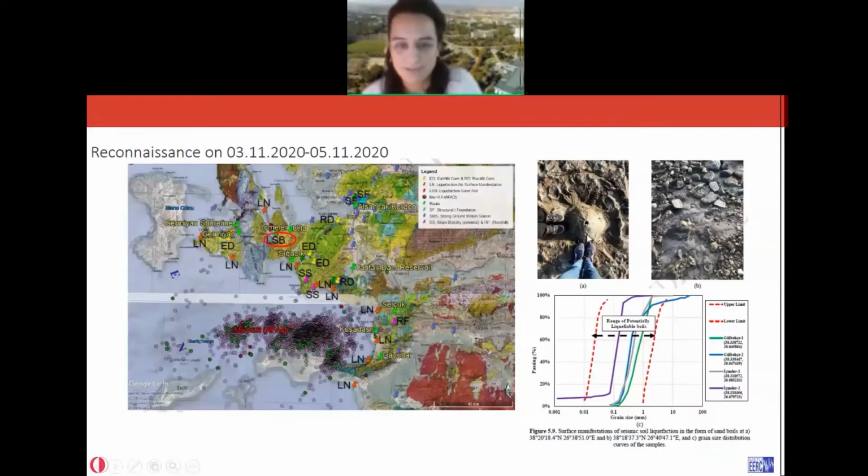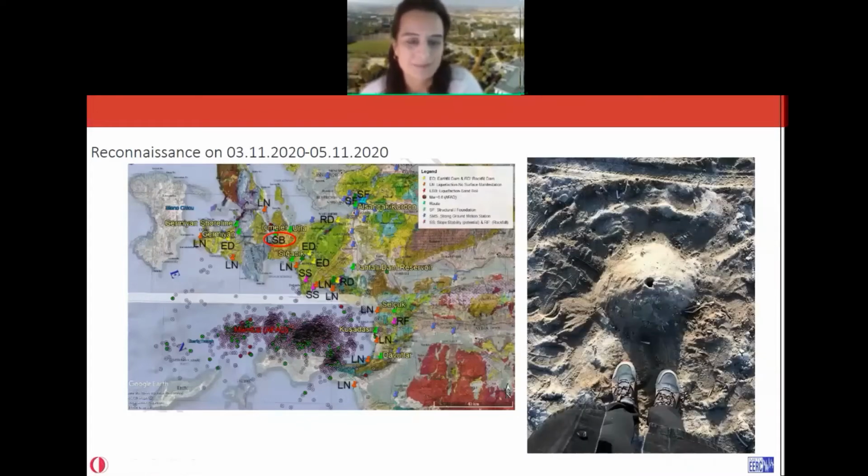I say beautiful because our research is about liquefaction, so we got pretty excited when we found this surface manifestation of liquefaction. We took photos, we collected samples, and we brought all the samples back to the campus. And thanks to our friend Mutasam, he performed a series of sieve analyses, and he later informed us that the samples are exactly falling in the range of potential liquefiable soils.